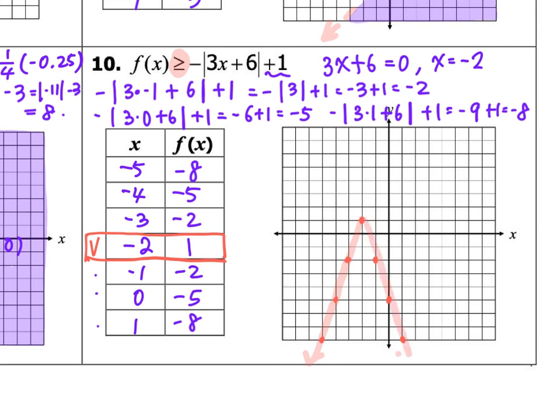And where we're going to shade, I can test 0, 0 right here. So 0 is greater than or equal to negative, absolute value of 3 times 0 plus 6, plus 1. Didn't I find that out already earlier? It should be negative 5. Negative 5 is less than or equal to 0. Yes, it is. So we need to include that point. So we're going to shade this area. I'm going to make it bigger right here.